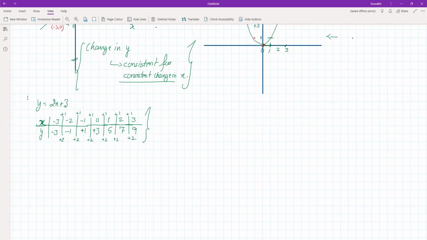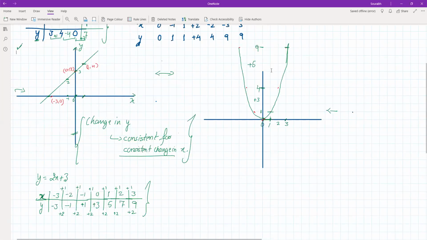It's not like at some instant change in y is faster as compared to some other point. That's what we mean by consistent or uniform change. But if you see the second case, it is not like that. Here, if x is changed by 1, change in y is 1 at this point. But at this point, change in y is from 1 to 2, also delta x, that is change in x, is 1. But what is change in y? Change in y is 3. This is plus 3 change.